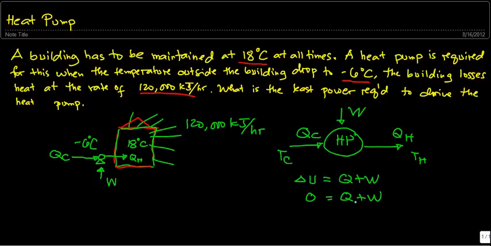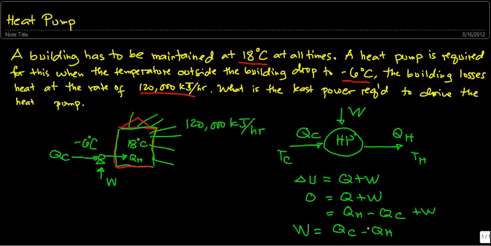So let's try to analyze unsa ning mga Q diyan. In this case, Q is of course Q leaving minus Q entering. So it will be QH minus QC plus W. Therefore, if we try to compute for work, work supplied to the heat pump must be equal to QH minus QC.